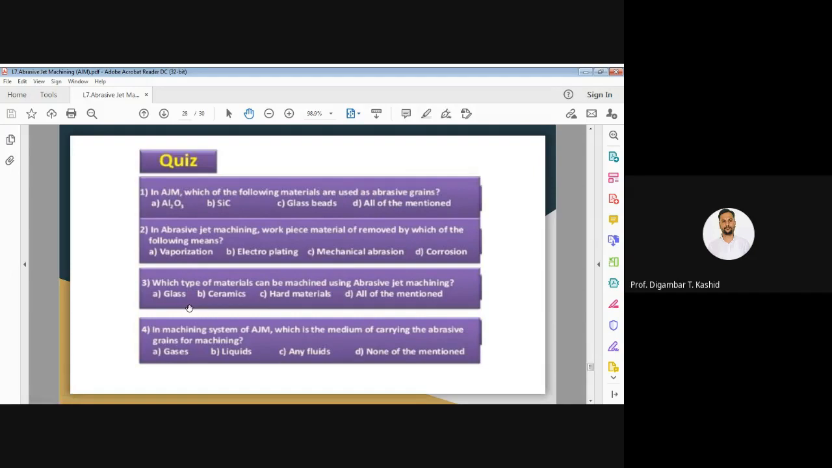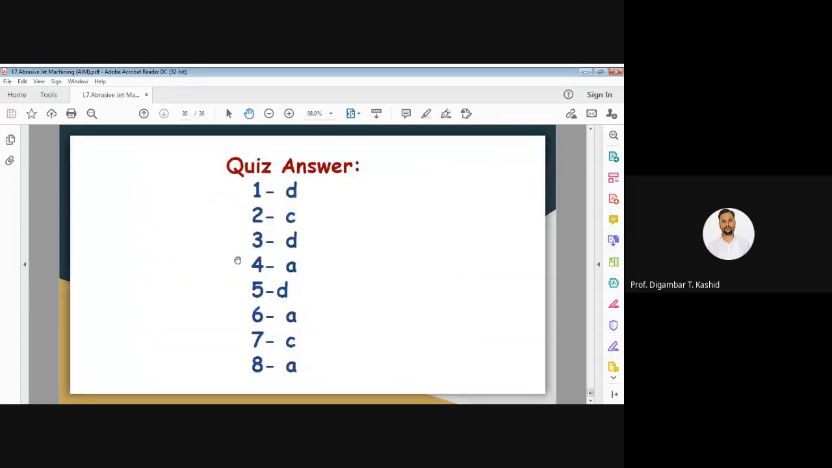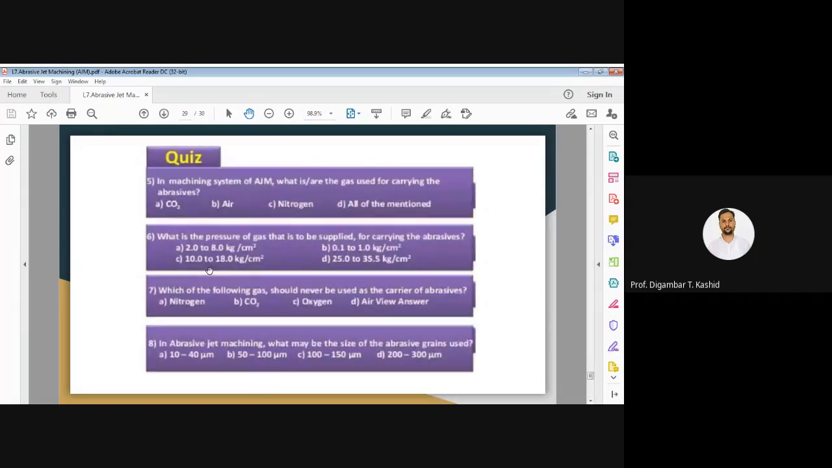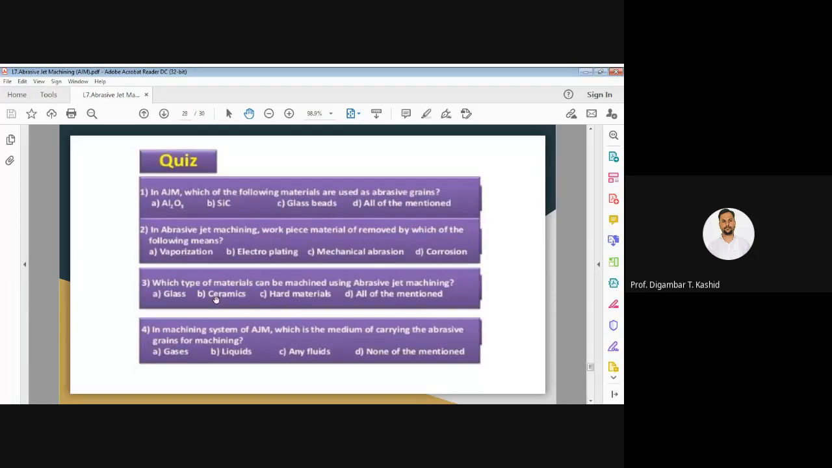Now see the next. Sorry, I was discussing the third. So the third MCQ answer, D, is correct. Then let us see the fourth question.